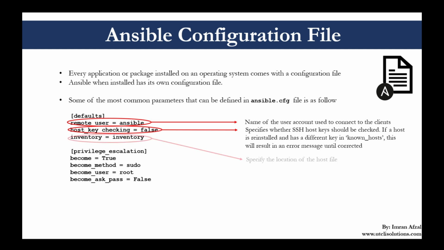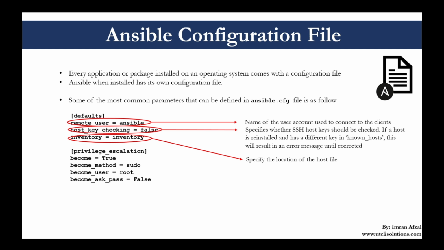Then you have the inventory. This is where you specify the location of your inventory file. You could change the default location from /etc/ansible/hosts to any location of your choice, and you could specify it right here in the ansible.cfg file. If you do not specify, then it will take the default one, or the one you specify by the -i option, which by the way we'll cover later on.